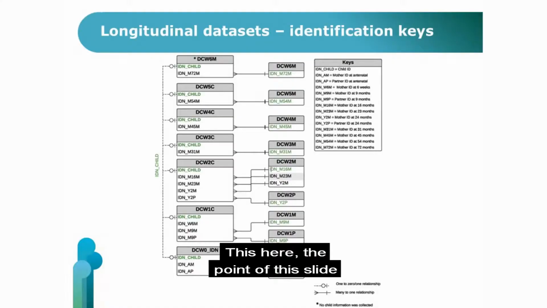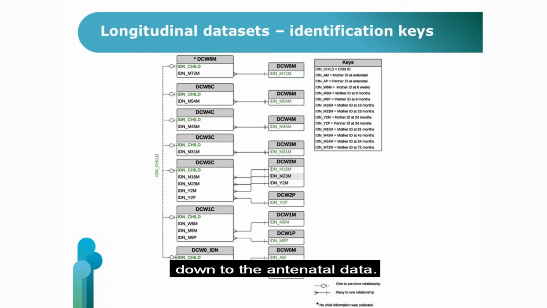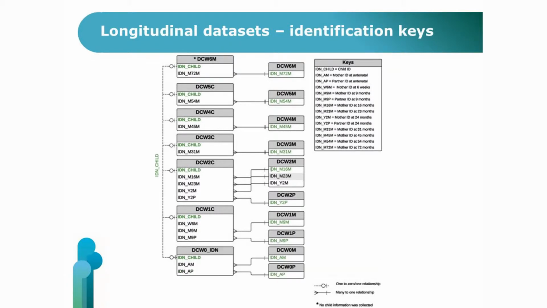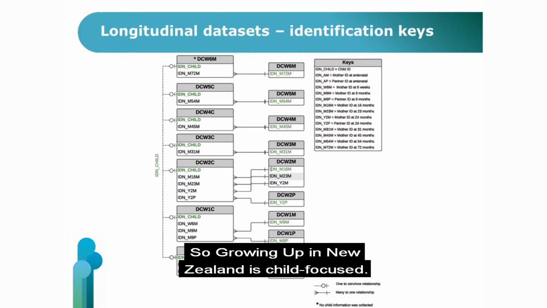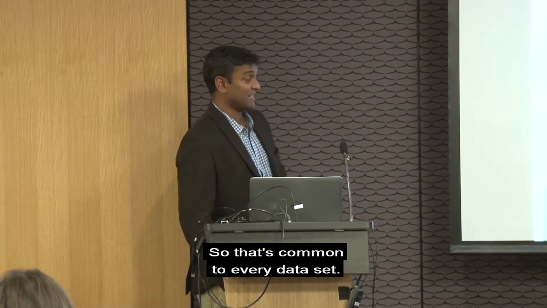The point of this slide is I want you to realize that all the data sets that we have, and I've put them in reverse order here, starting from 72 months and working my way down to the antenatal data, are linked by one common ID, and that's the child ID. Growing Up in New Zealand is child-focused, so it's all about the children. If you look at 2 or more data sets, you can link them very easily with the child ID. That's common to every data set.